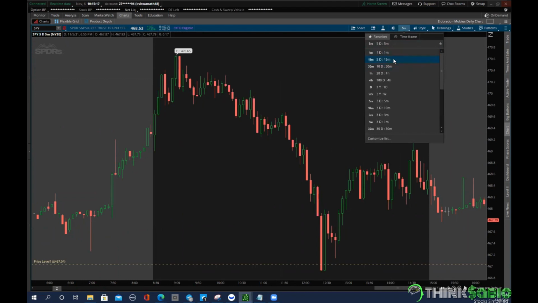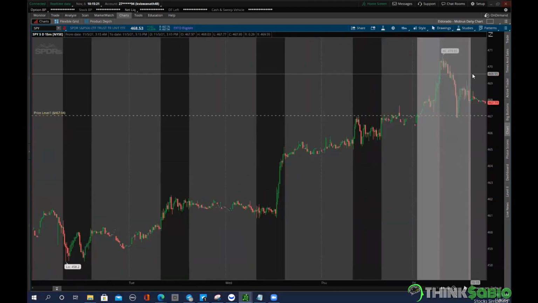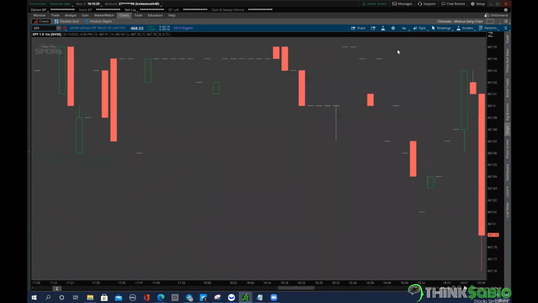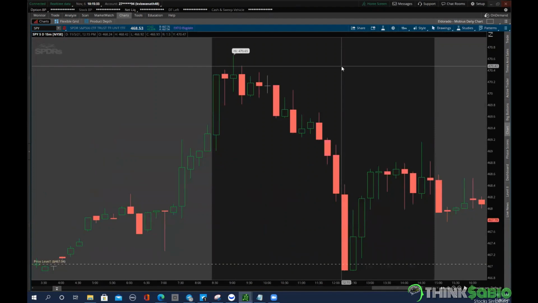Let's look at 5 day, 15 minutes. So this is 5 days. Each candlestick represents 15 minutes of price action. So what is the use of using 1 day, 1 minute versus, let's say, 5 day, 15 minutes? It's based on the personality of each person.